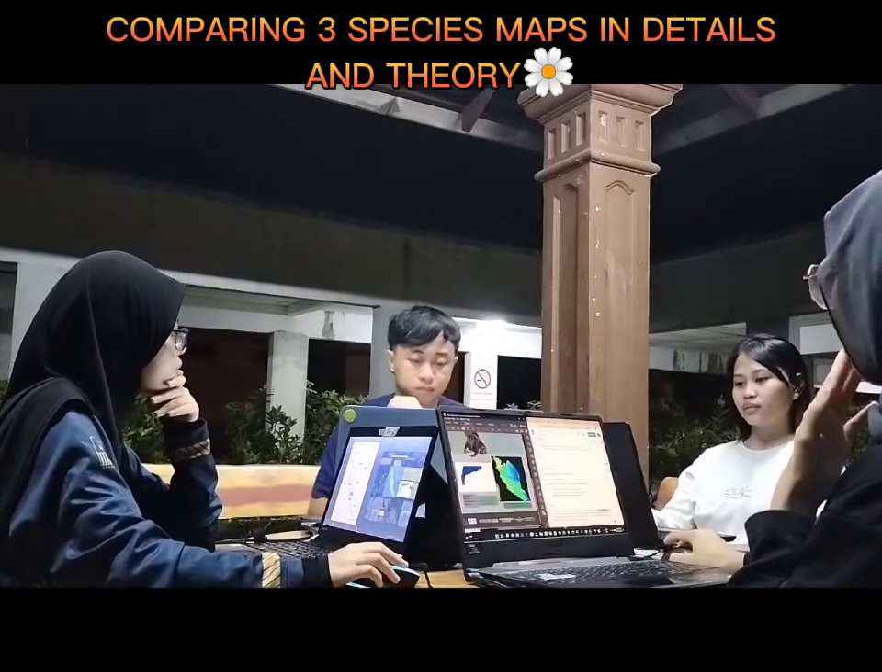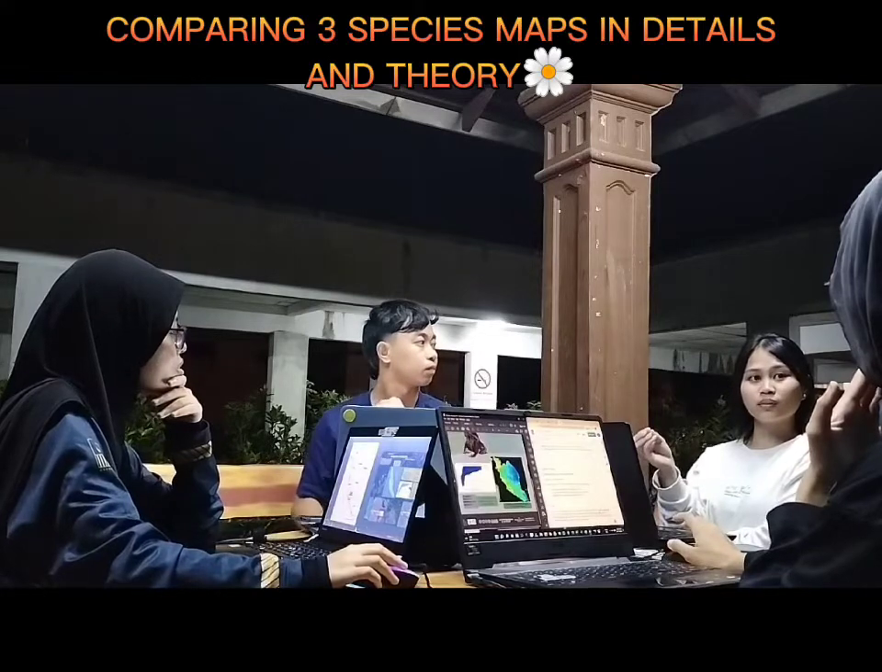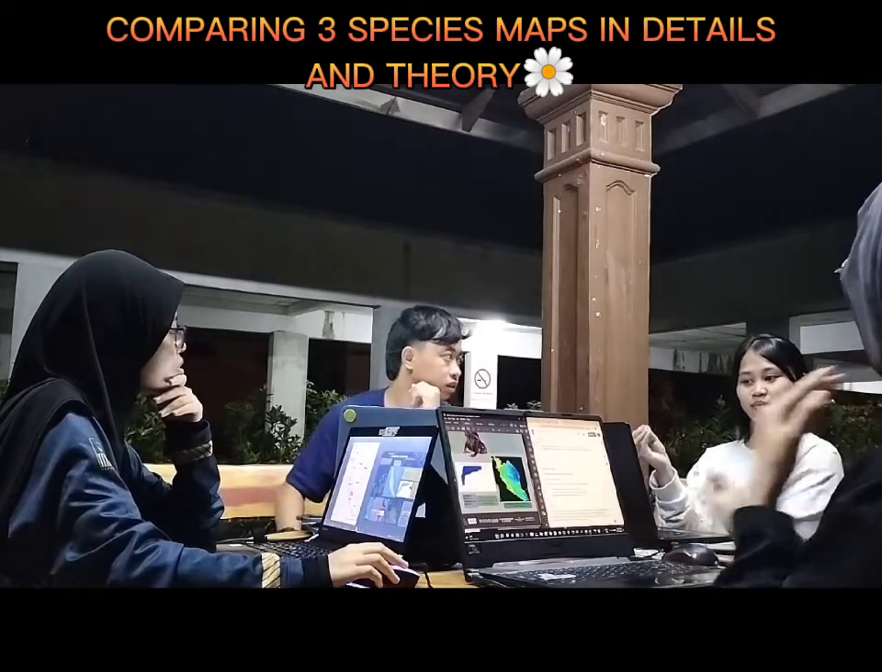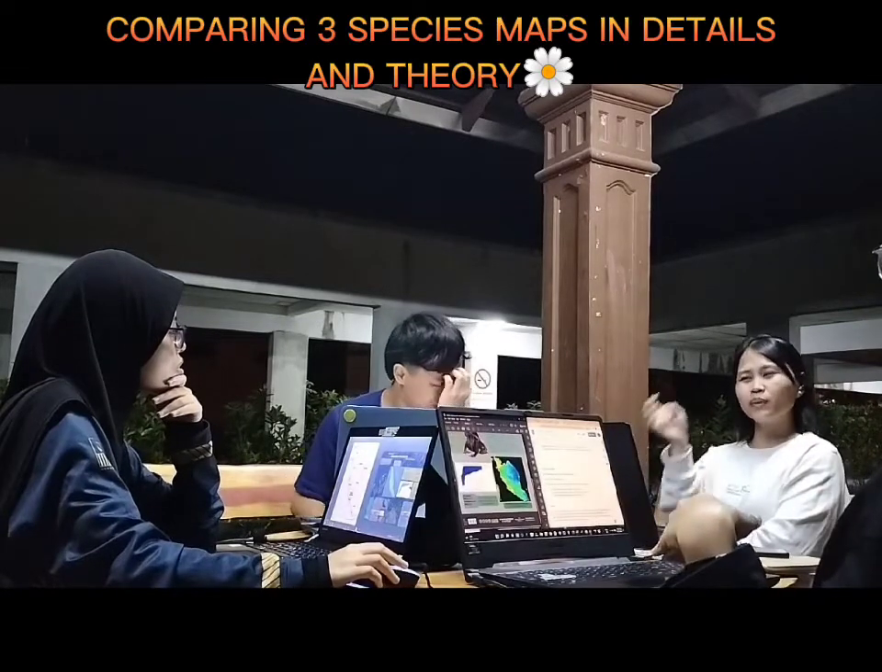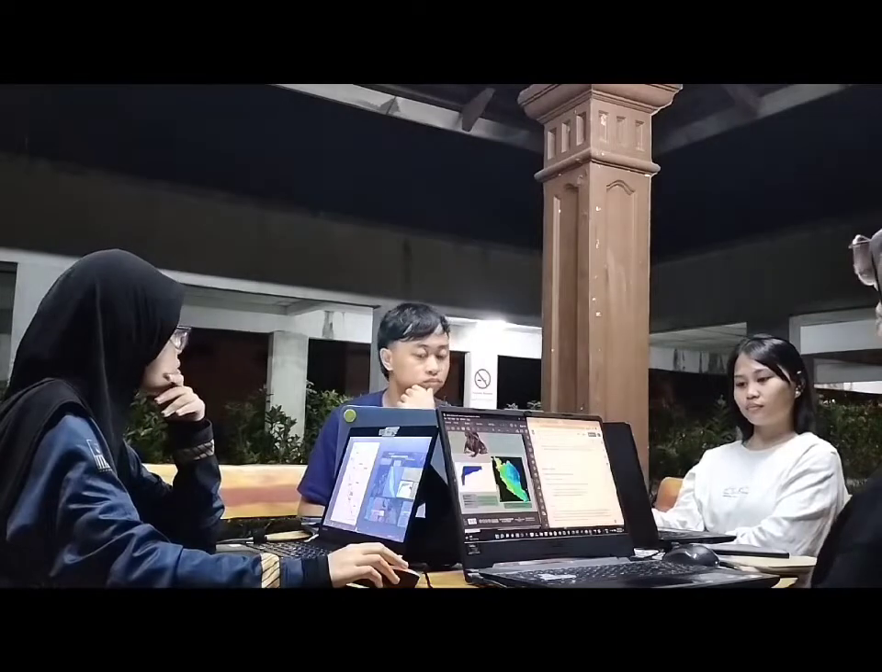Maybe because Megapress nasuta can adapt to environmental changes, and a wide range of habitats. Yeah. Oh, I guess that's why the model is like this. Yeah, so I guess that's all.